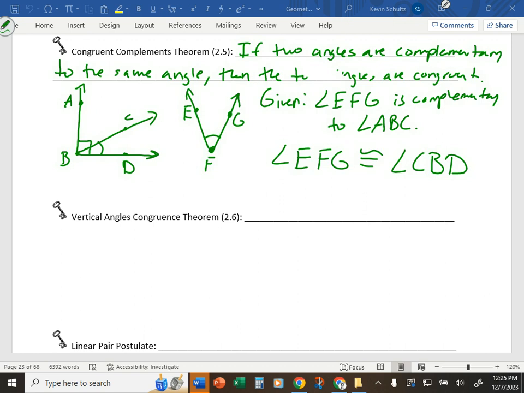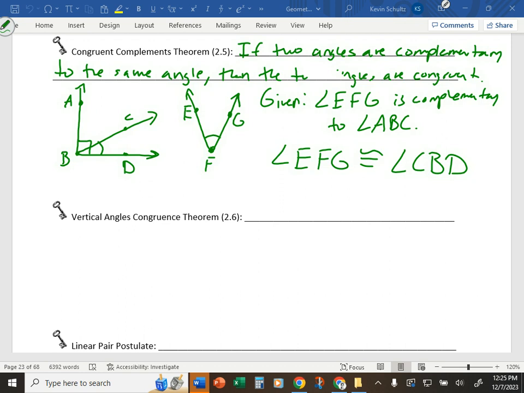So this is where those terms come into play. If you don't know what complementary means, then this is not going to make a lot of sense. What does complementary mean? It means two angles that have to equal 90. We know that ABC and CBD are complementary because of the right angle marker, right? These two angles have to add up to be 90.